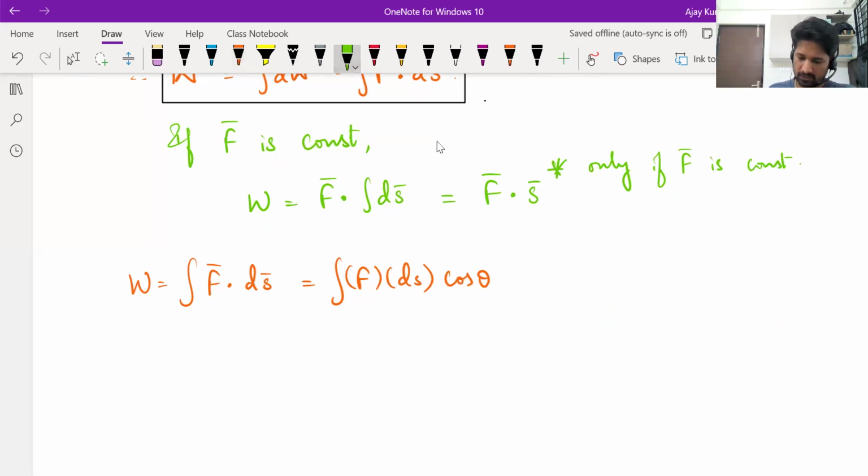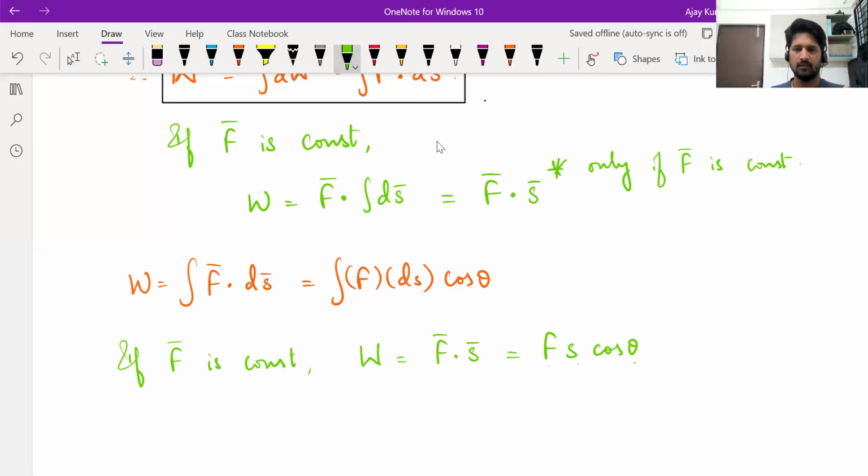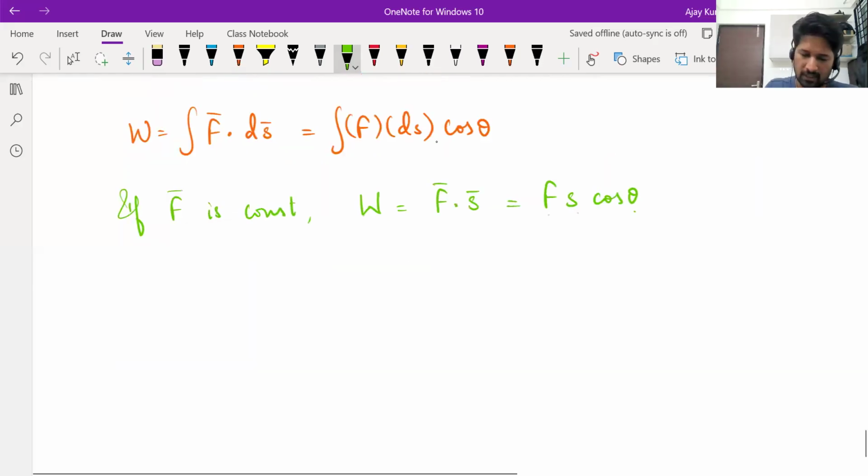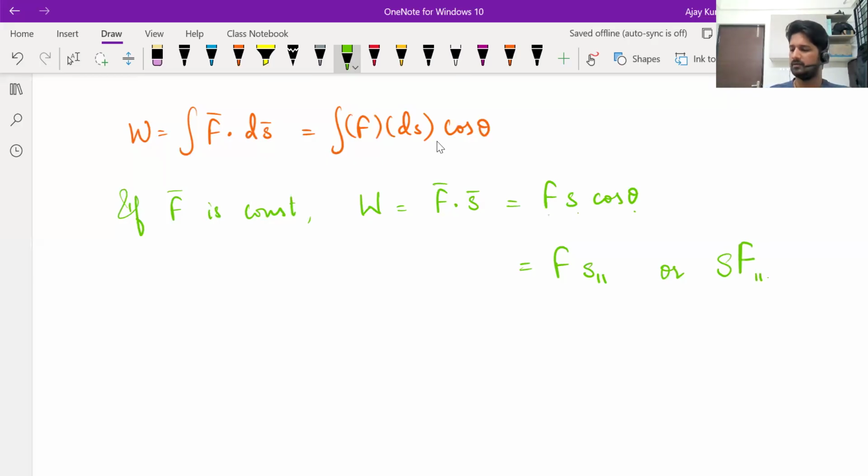Okay, if force is constant, then work can be calculated as F dot s, which becomes Fs cos theta. Magnitude of force, magnitude of displacement, cos of the angle between them. So you can even think of work like this: force multiplied with displacement parallel to the force. Or you can also take it as displacement multiplied with force component parallel to the displacement.